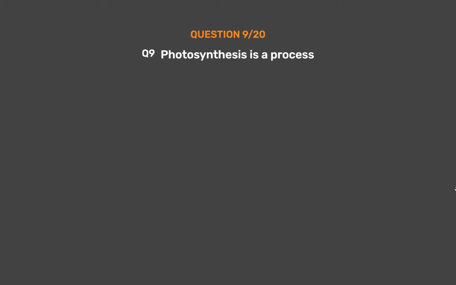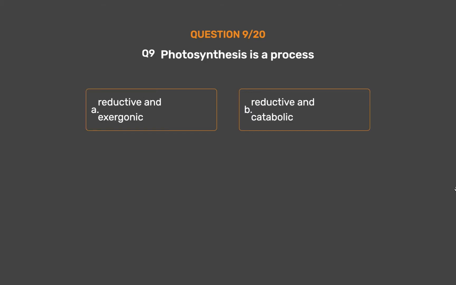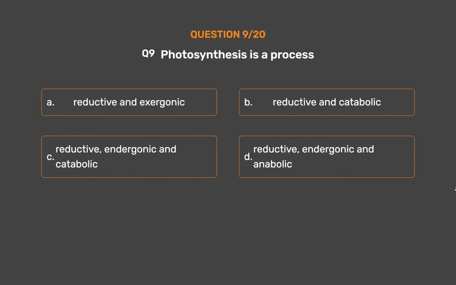Question number 9. Photosynthesis is a process. Option A. Reductive and exergonic. Option B. Reductive and catabolic. Option C. Reductive, endergonic and catabolic. Option D. Reductive, endergonic and anabolic.